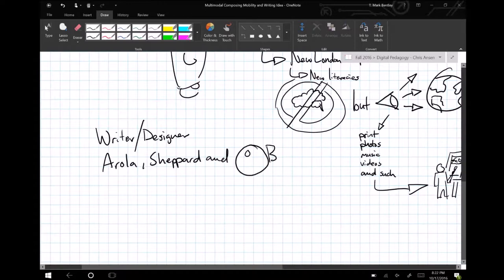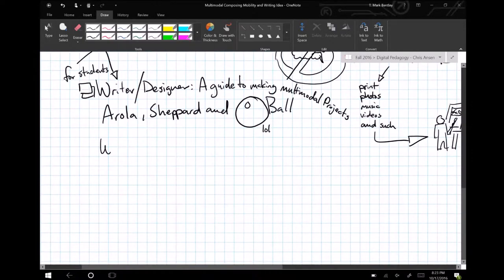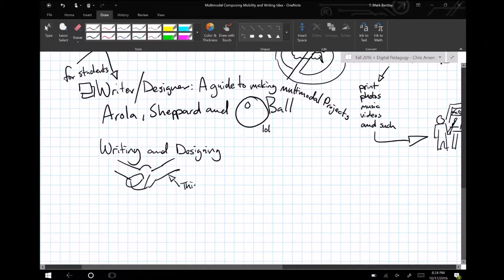Arola, Jennifer Shepard, and Cheryl E. Ball in their student text, Writer Designer, A Guide to Making Multimodal Projects. Arola et al. explain how writing and designing always work together, and it is imperative that the new writer recognizes this distinction. Not only must students recognize that their identity is shifting, but composition scholars must too.